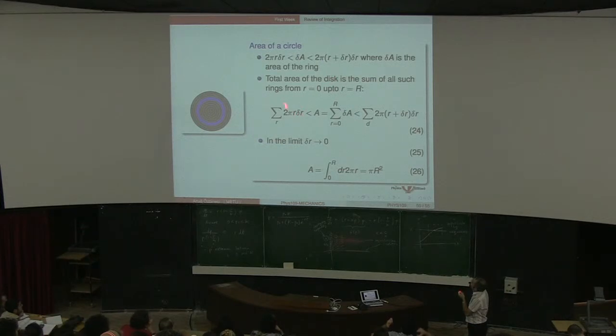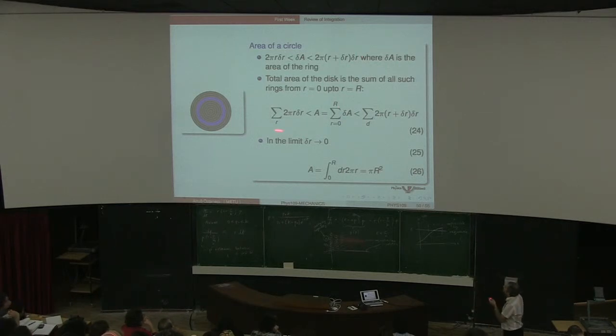If I just sum all of them up, it will be smaller than the area I have, which is nothing but the sum of all these delta A's. The area will be smaller than the sum of the upper limits. And again, if I take the limit as the thickness goes to 0, this sum just becomes an integral.